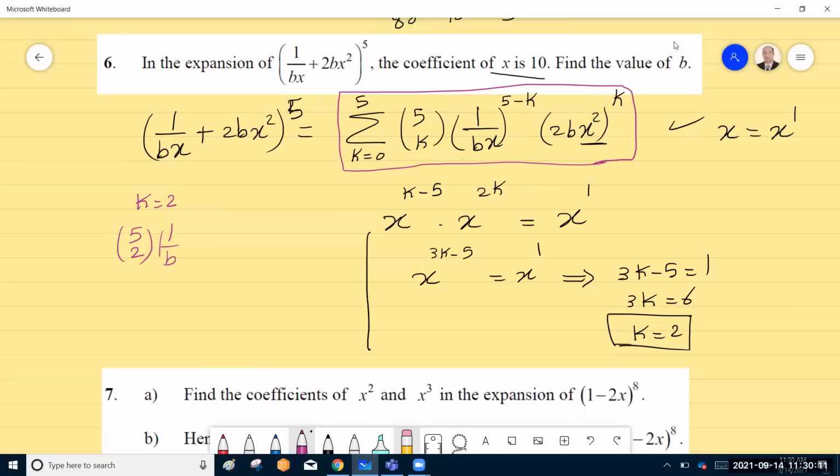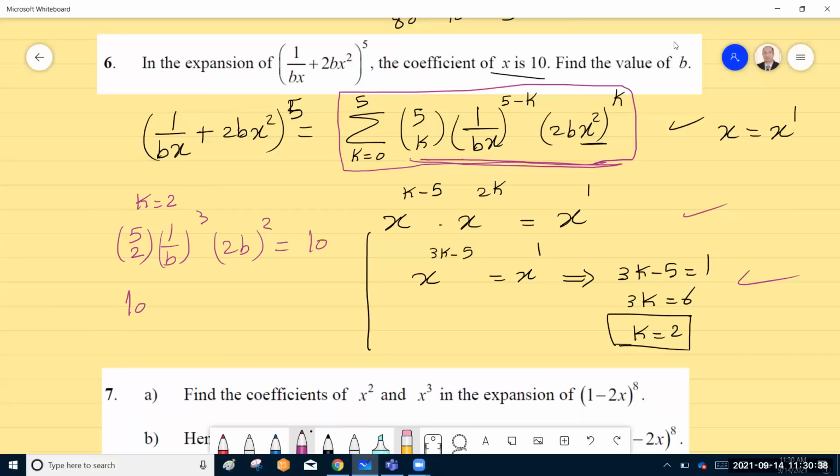1 over b to the power 5 minus 2 is 3, okay? And the 2b to the power of 2, okay? This coefficient is 10. I substitute for every single number without x, because x already is calculated here, this part. So 5c2 is 5 times 4 over 2, which is 10. This is really b to the power 3 times b to the power 2.